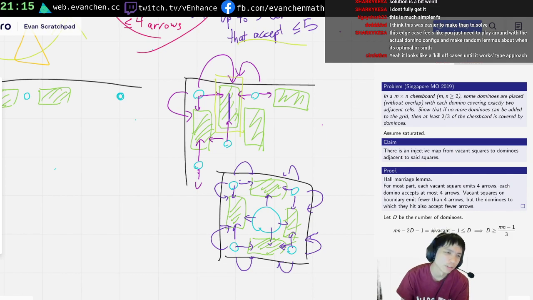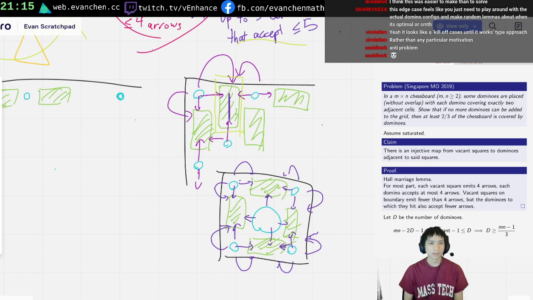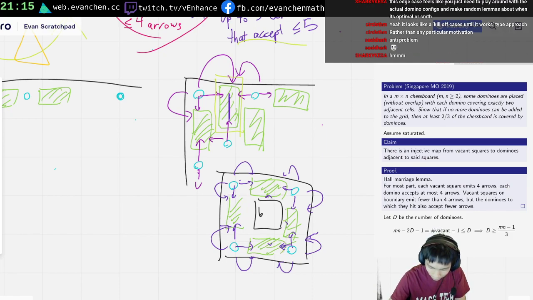Here's a terrible question that just occurred to me. Suppose m is congruent to n is congruent to 2 mod 3. Can I just add a border around the entire board that consists of equally spaced cells? If this is my board, can I just put a border around it? There's no way that works, right?